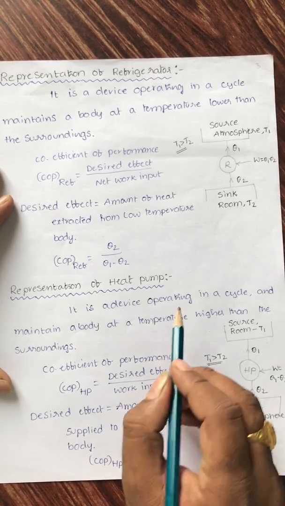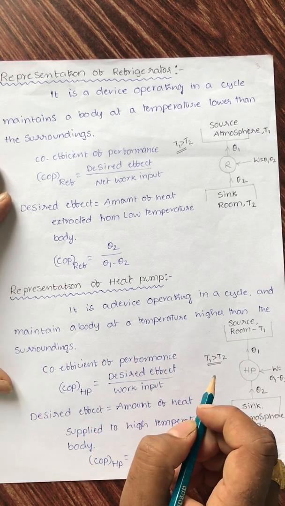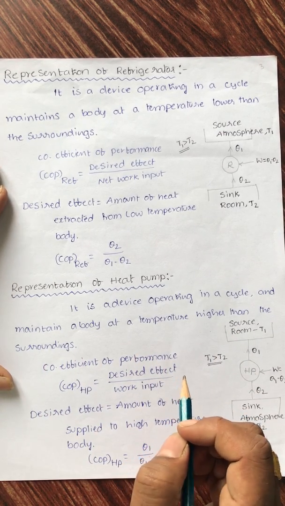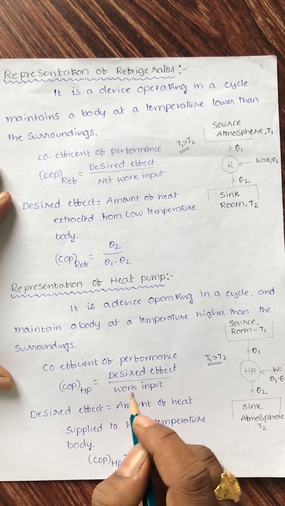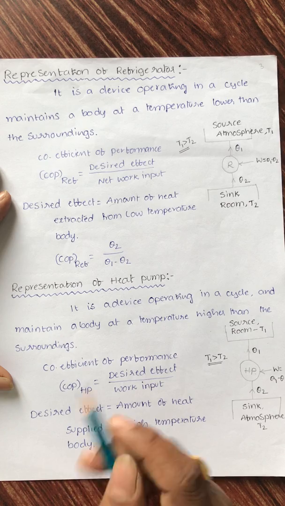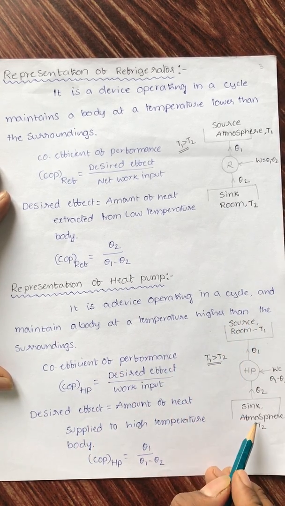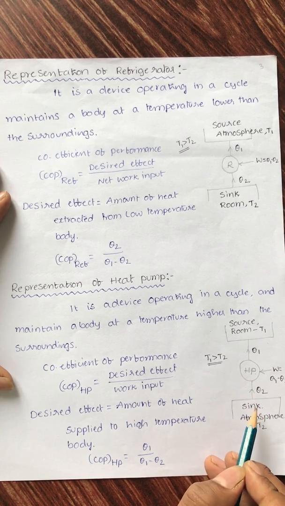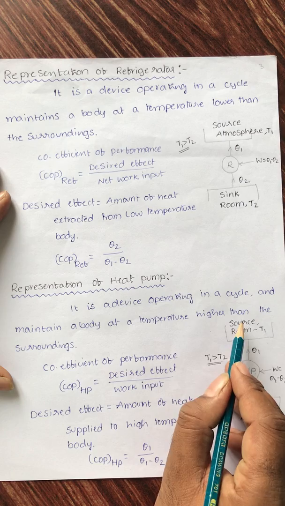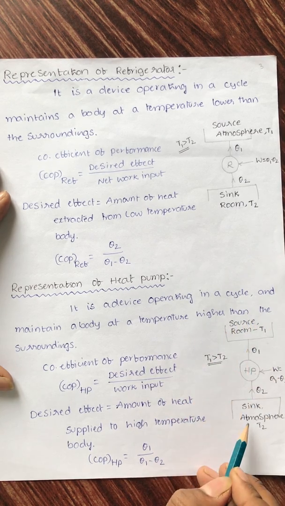Now we want to maintain a body at a temperature higher than the surroundings. That means in the winter, we need to maintain our room temperature more than the surrounding temperature. Further, we need to take heat from the surrounding and supply it to the room. So this room is now the source, because we are taking heat from the sink, that is the atmosphere. In the winter, we are taking heat from the atmosphere and supplying heat to the room. So then only our room temperature is maintained more than atmospheric temperature.